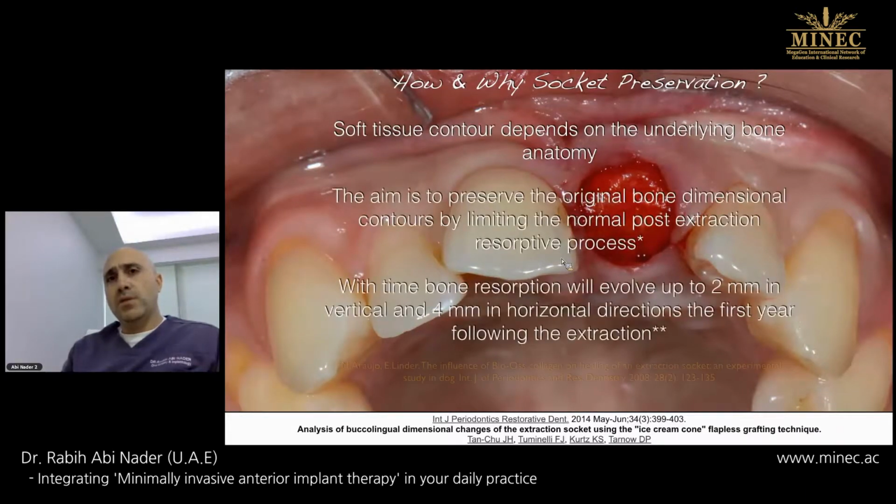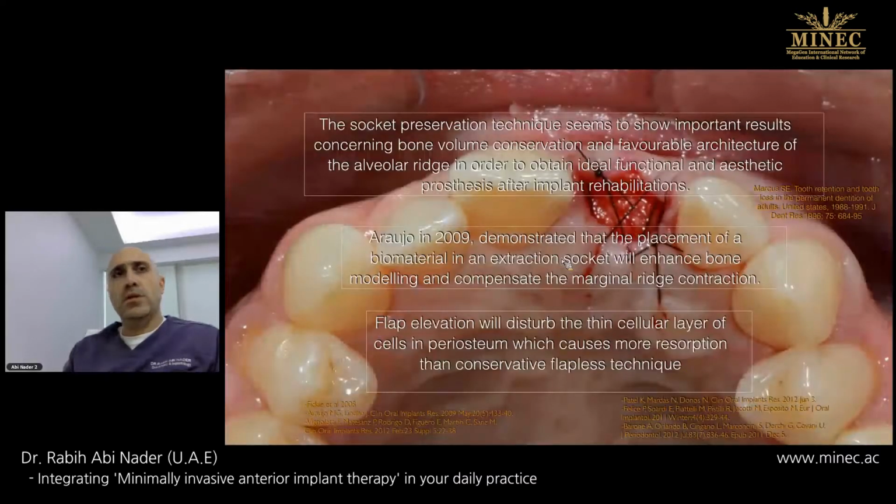So why are we doing socket preservation? We are doing socket preservation because we want to maintain the bone, and we want to maintain the soft tissue contour. By maintaining the bone, we can maintain the soft tissue contour, and we can compensate for the ridge resorption. Many studies have shown, as I mentioned before, and the most famous ones are from Arroyo and from Marcos, that the socket preservation technique seems to show important results concerning bone volume conservation, and gives us a better architecture for the alveolar ridge in order to obtain ideal functional and aesthetic prosthesis after implant rehabilitation. Arroyo came to the same conclusion.